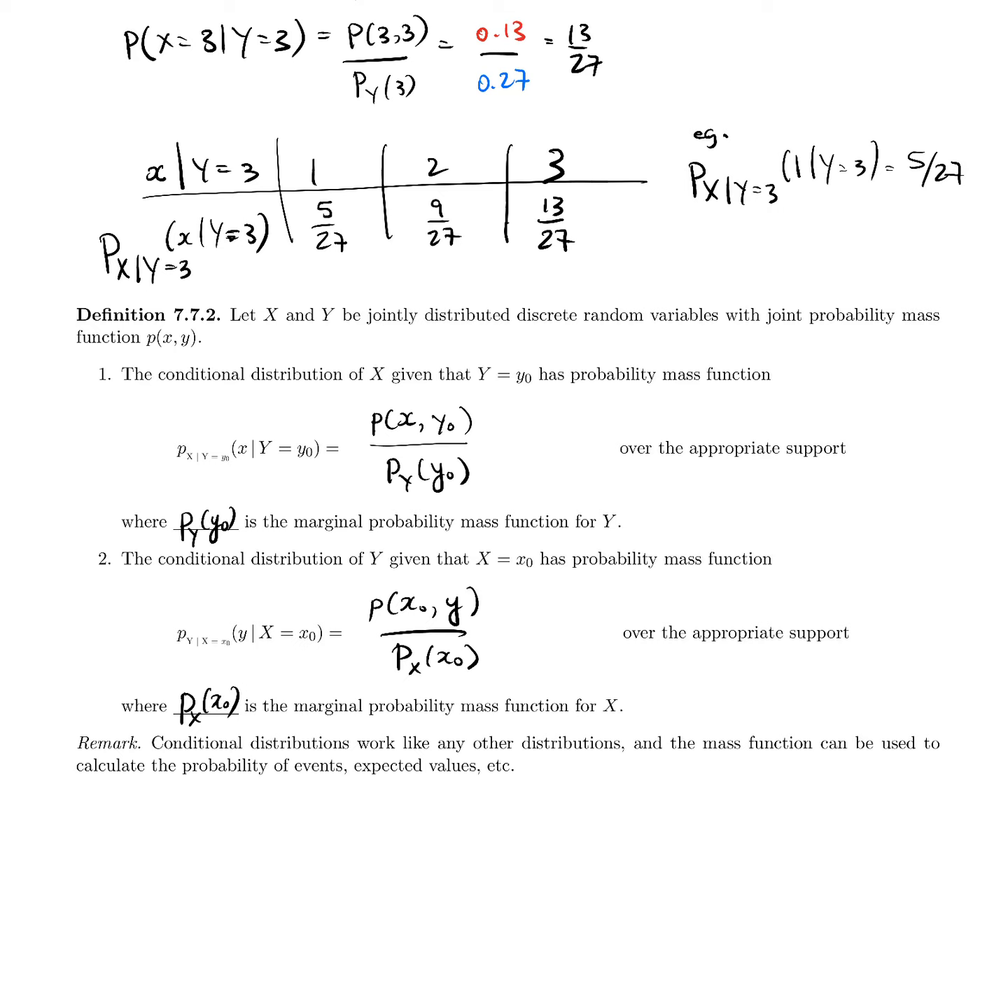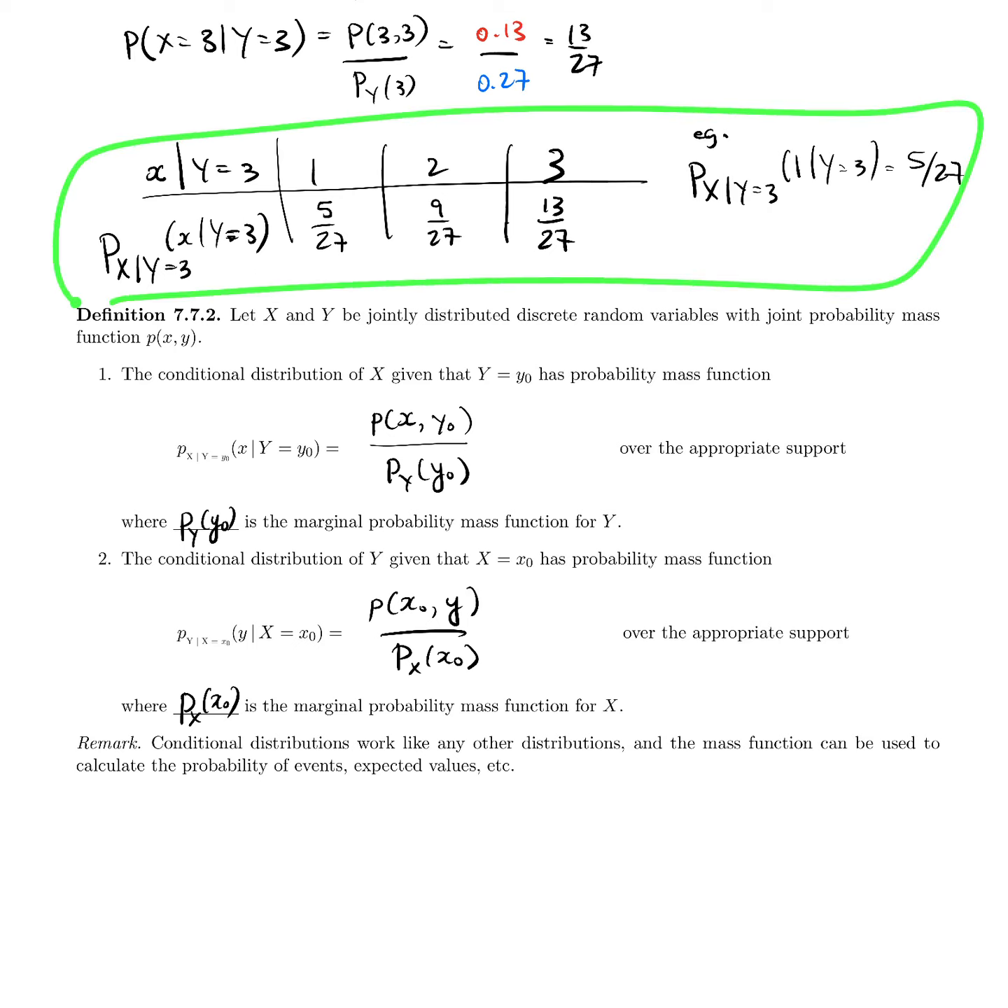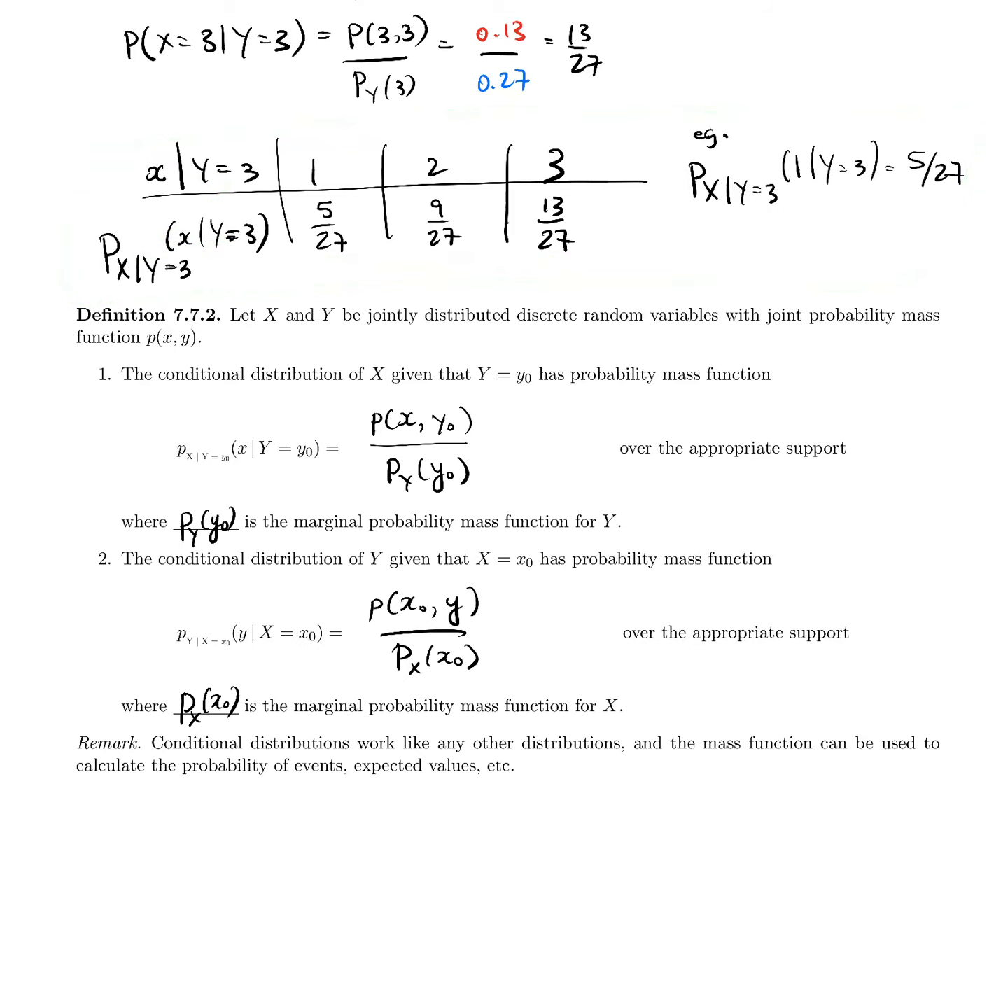So just a little remark. Now, once you have these distributions like we had in the previous example, if we didn't know it was conditional, it just looks like any old other distribution. So conditional distributions work like any distributions, and the mass function can be used to calculate probability of events, expected values, etc., and that we'll do in one of the next videos.